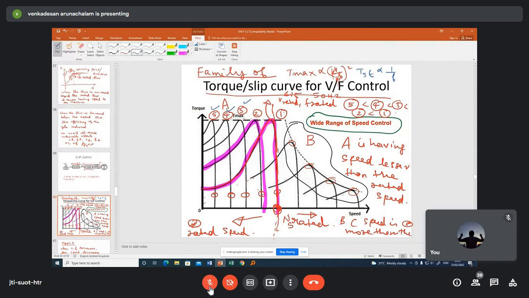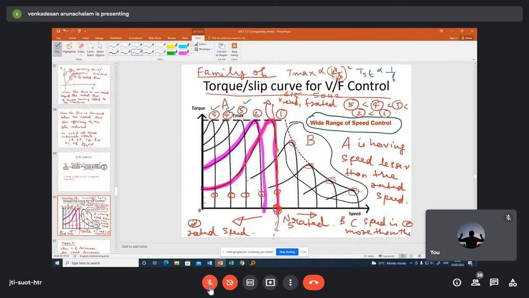So this is for rated V and F, then decreased V and F, and further decreased V and F, again and again. The constant K gets cancelled each time, so you will get families of graphs like this. This is for below the rated voltage and frequency.